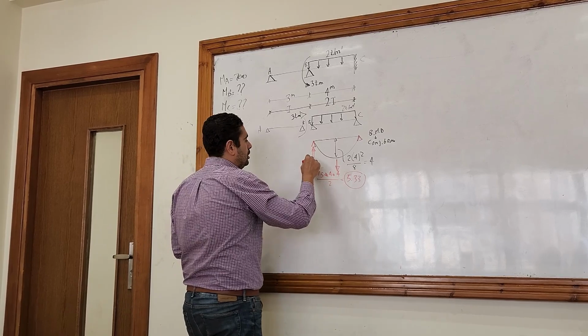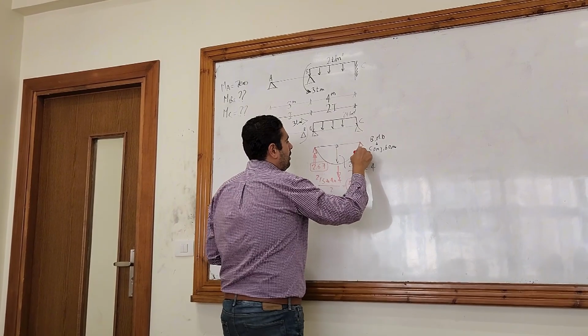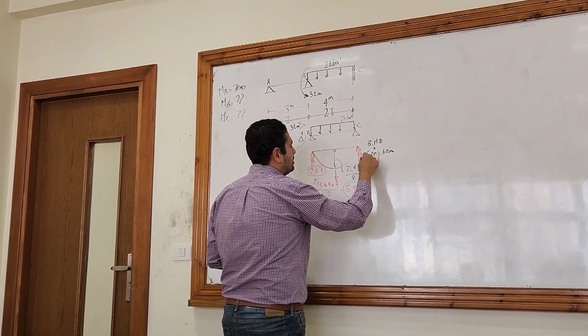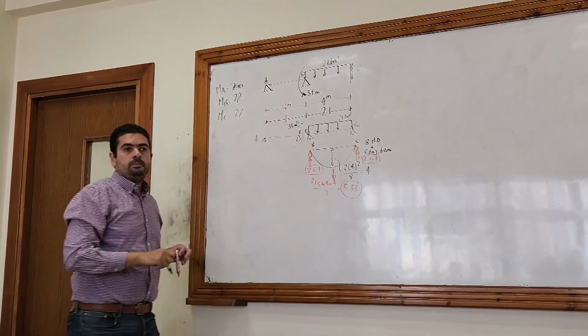I think it's right, 4.33. Okay, so this will be 2.67, and this reaction will be 2.67. This point is C and this point is B.